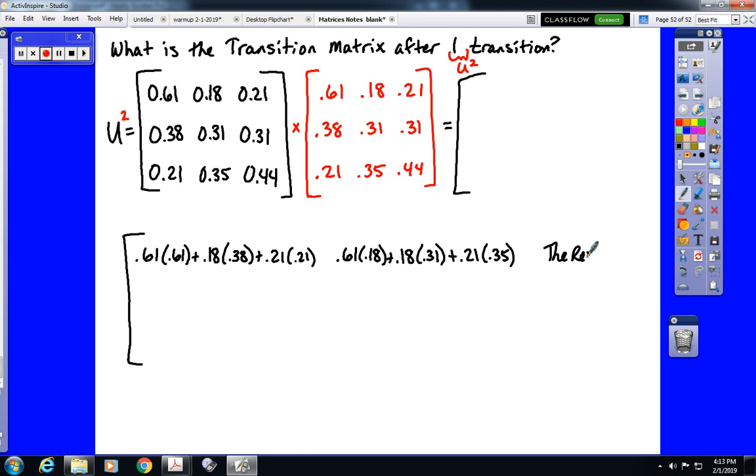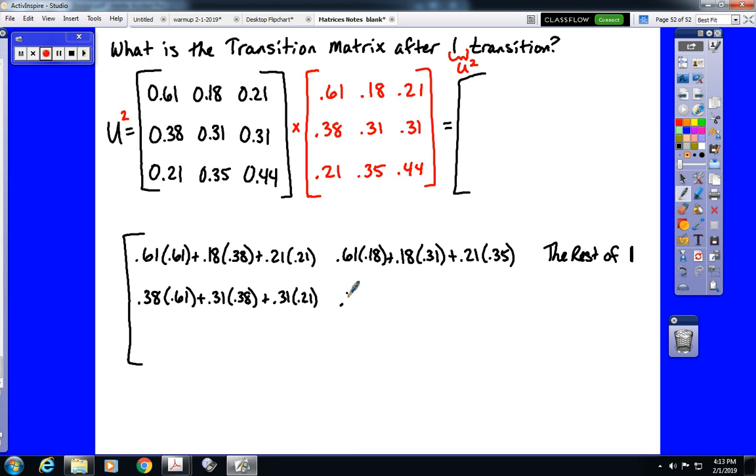Now keep in mind that the rows in our answer will also add up to 1. So our third entry, once we have the first 2, we could add those together and subtract them from 1 to get that last entry in the row. So we don't necessarily need to write out the third entry. We can just subtract the 2 that we've already come up with. So then we do row 2 times column 1, which would be 0.38 times 0.61, plus 0.31 times 0.38, plus 0.31 times 0.21.